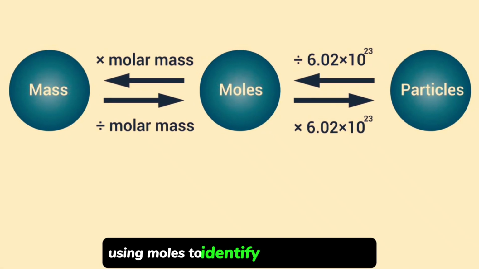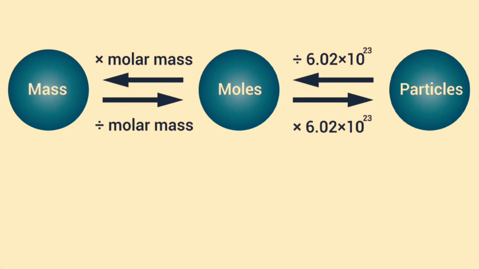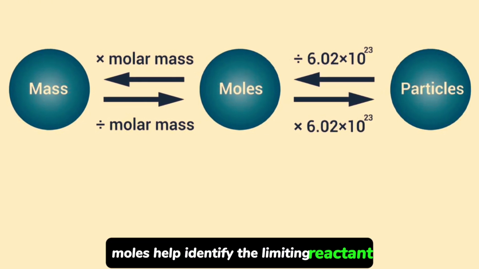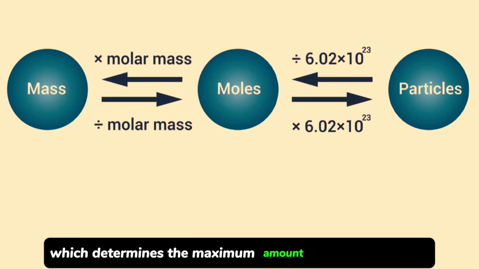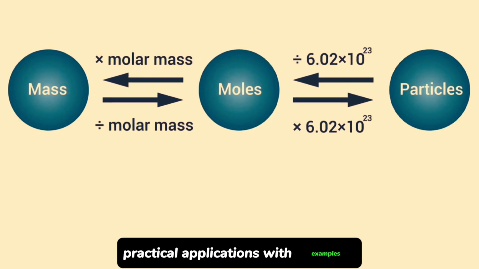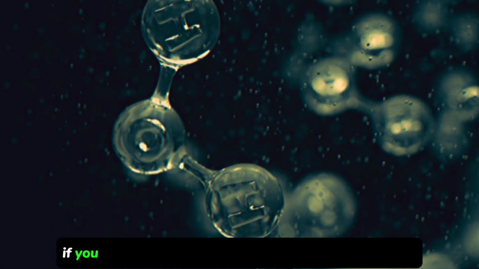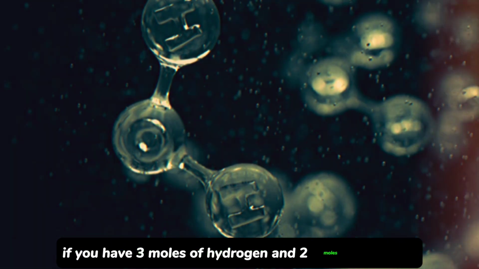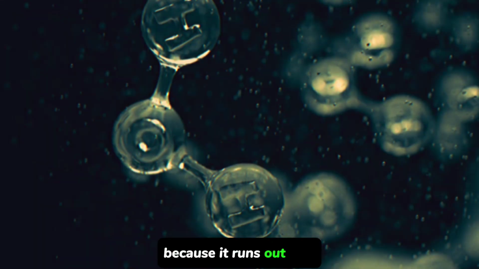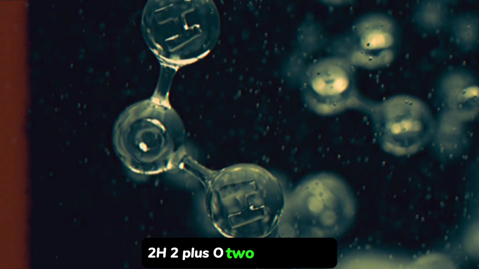Using moles to identify limiting reactants. In stoichiometry, moles help identify the limiting reactant, which determines the maximum amount of product formed. Practical applications with examples. If you have 3 moles of hydrogen and 2 moles of oxygen, hydrogen is the limiting reactant, because it runs out first in the balanced reaction 2H2 plus O2 gives 2H2O.